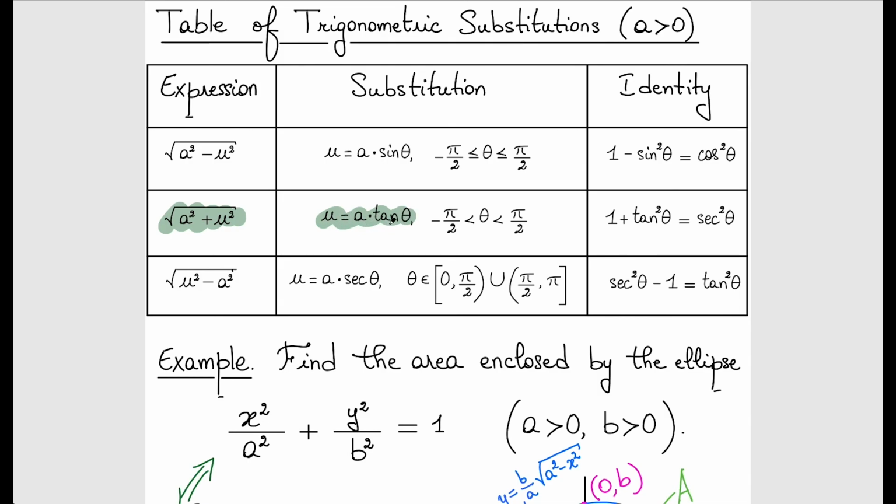So u is equal to a times tangent theta, and theta is an entity between negative pi over 2 and pi over 2, right? So that's the substitution I'm gonna have. My u in my current context is the 2x, right? And the a is the 3. So I'm gonna have the 2x to equal 3 tangent theta. All right. So let's go back to our page.